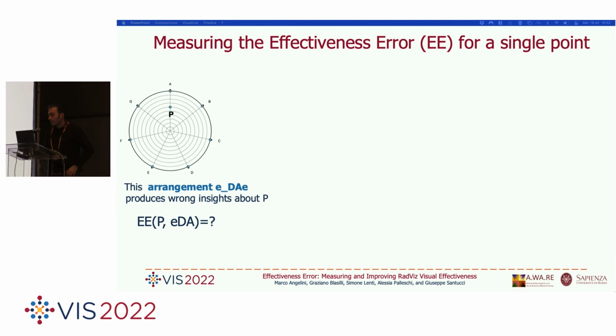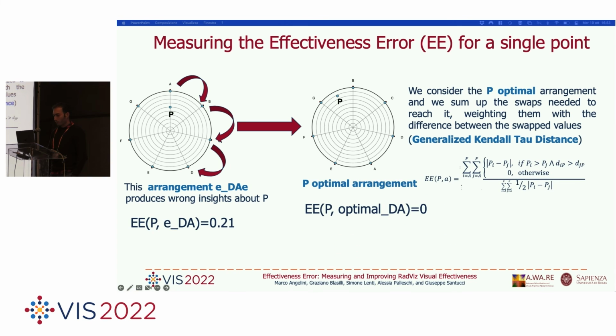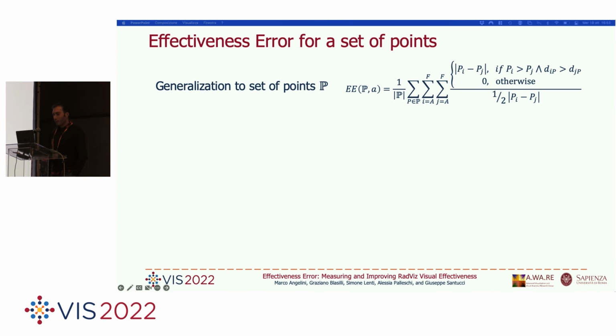Okay, we know that a bad arrangement produces wrong insight. The question is how to measure the error. Starting from the optimal arrangement, we sum the number of swaps needed to reach it, weighting them with swapped values. The definition of the effectiveness error of a point can be easily generalized to a set of points simply by computing the average of the single errors.